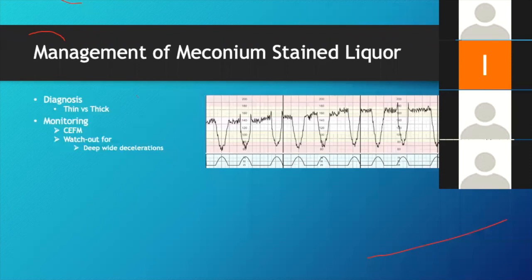Did you see what you've just missed? Did you understand that? Okay. I'm obviously looking for the uncomplicated tachycardia, but I can pick that up with intermittent auscultation. That's not the reason we're on continuous monitoring.